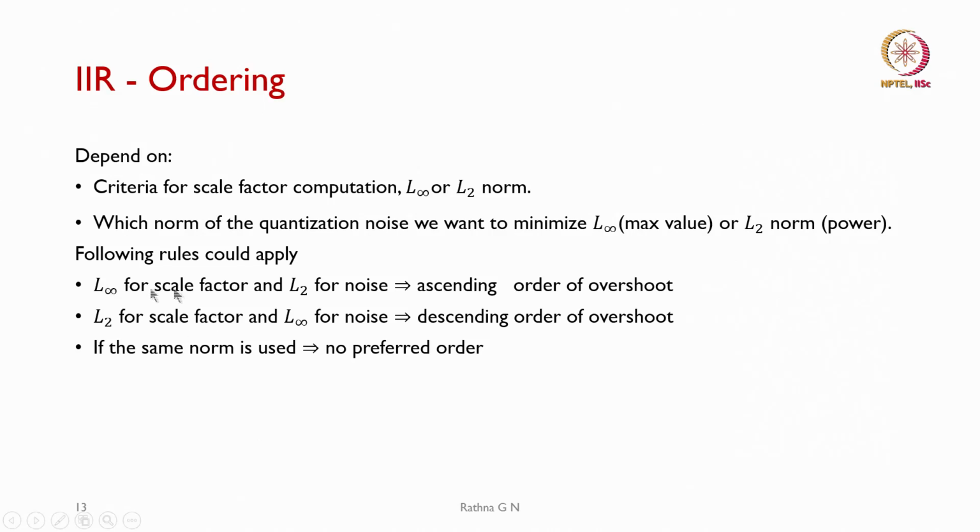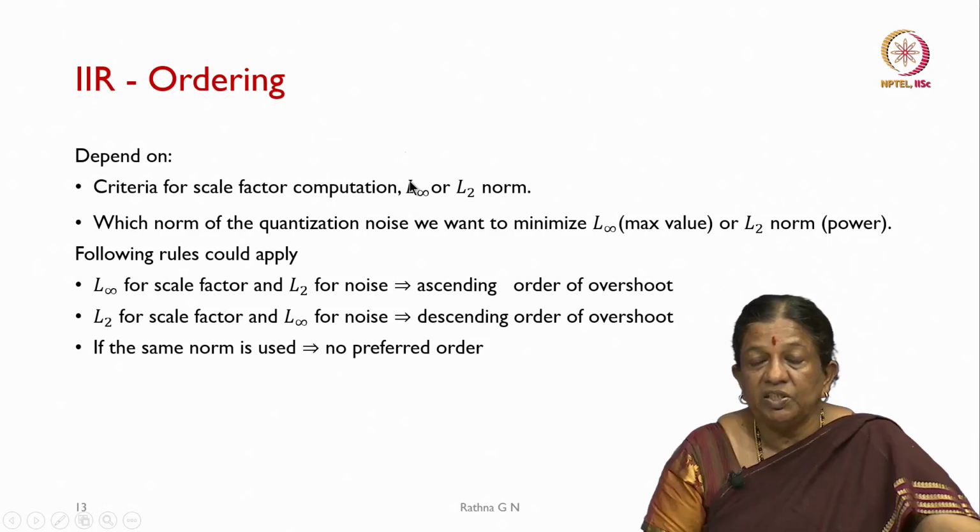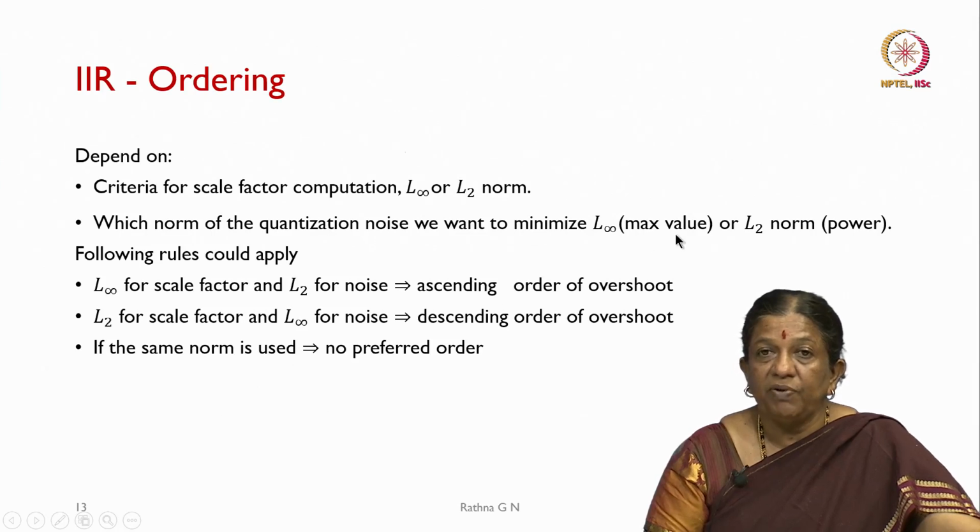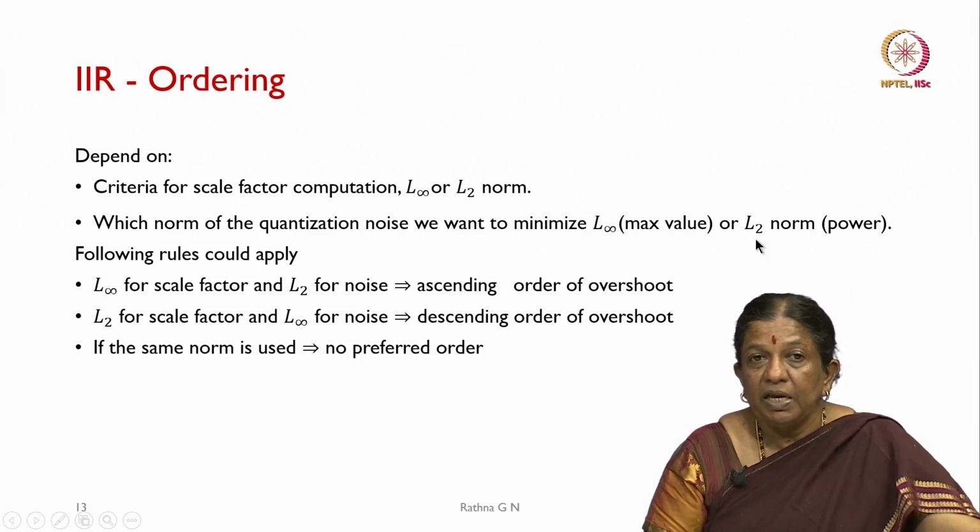So, how are we going to order? That is what we said: the criteria for scale factor computation is that we select either the L infinity or the L2 norm. Which norm of the quantization noise do we want to minimize? Whether L infinity, that is the maximum value, or L2 norm, that is the power, which is going to be considered. So, these are the rules one has to apply.